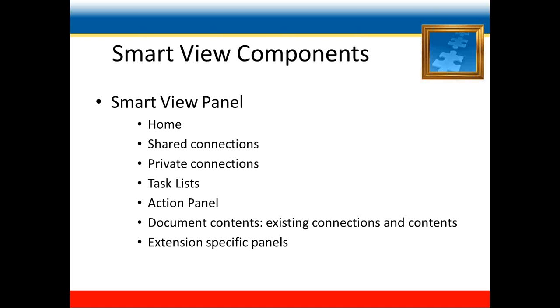Then we can access task lists from the SmartView panel. Then we can have an action panel which depends upon the connection or the task lists with which we have connected. Then we can see document contents in the SmartView panel, which contains information about existing connections and contents in the worksheet. Then we can have some extension specific panels in the SmartView panel.